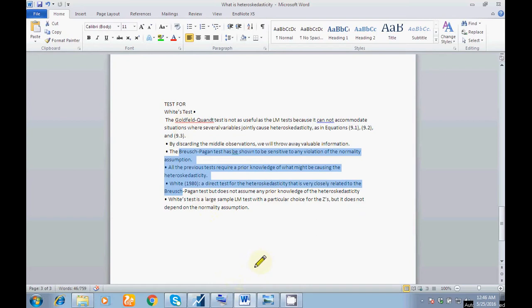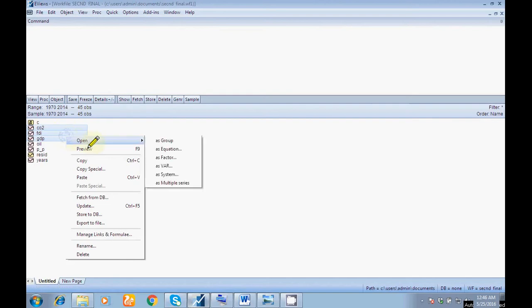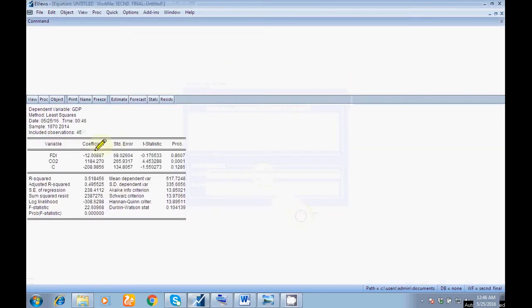So guys, now I would like to run the heteroskedasticity test using EViews. As I am using EViews 9, I have different variables, but I am using only three variables: CO2, FDI and GDP. Open as equation. Here I open all the variables as an equation. Now the variables GDP, FDI, CO2 and C. These are the results of simple OLS, the results of my simple regression.